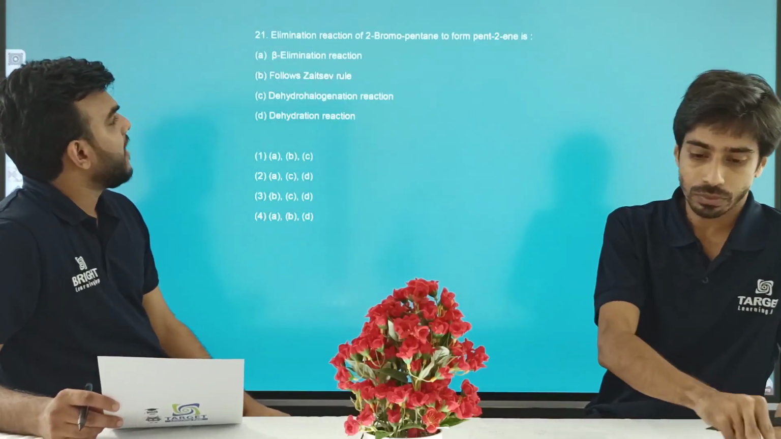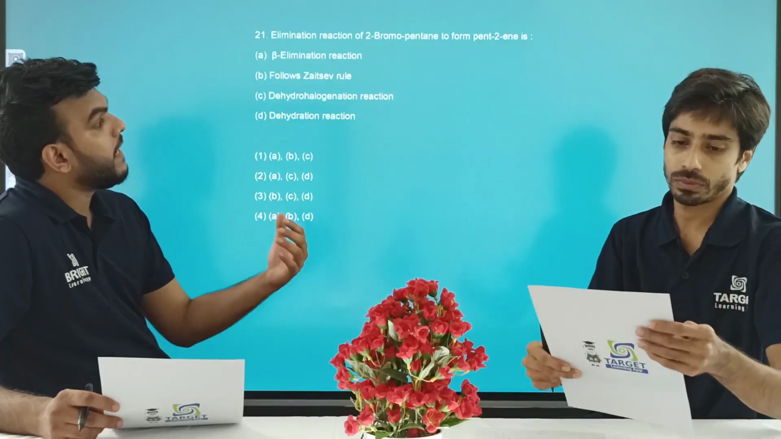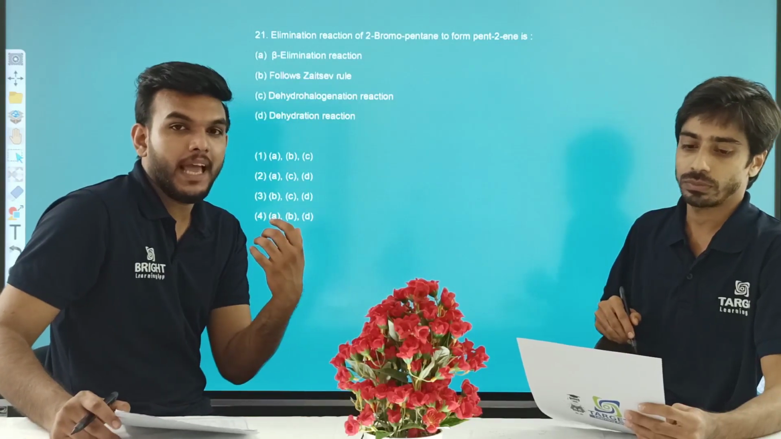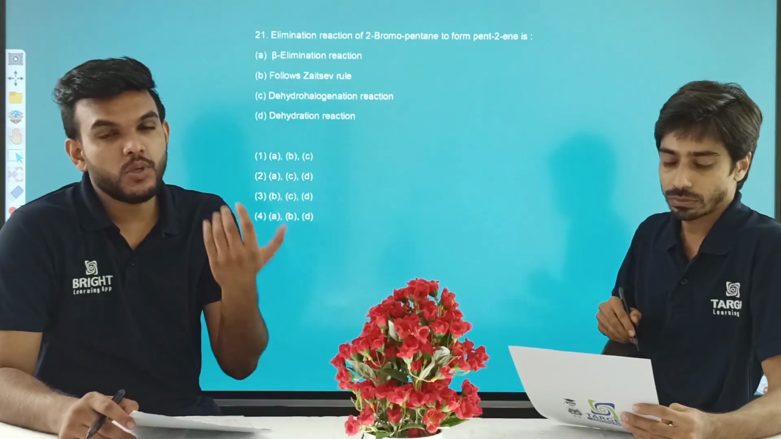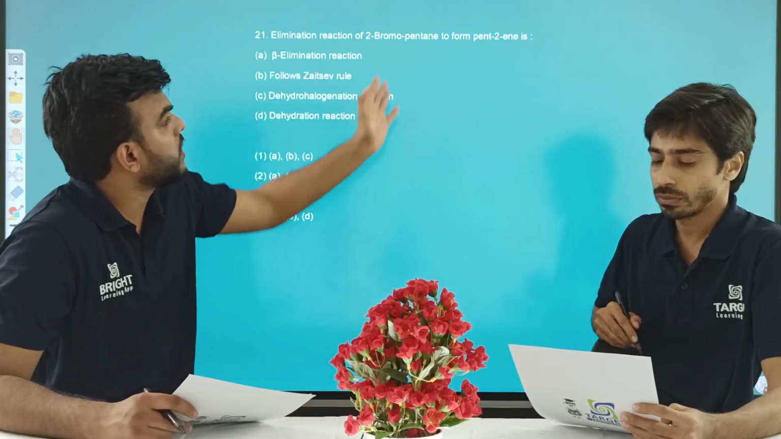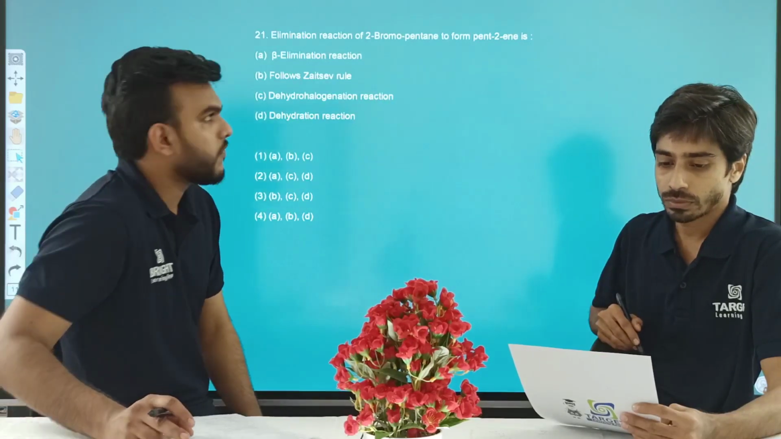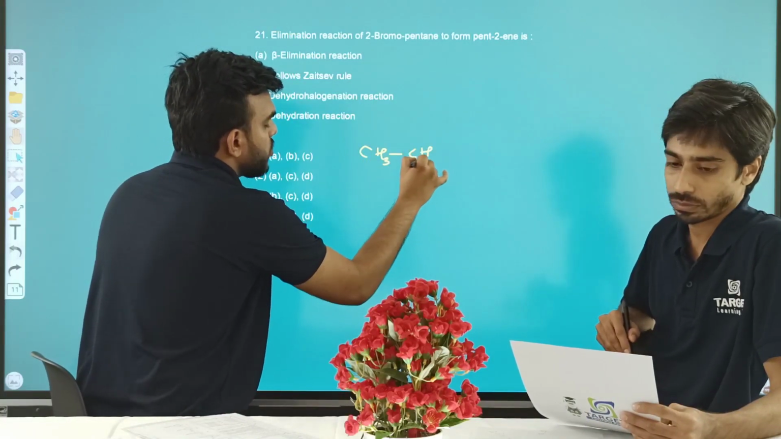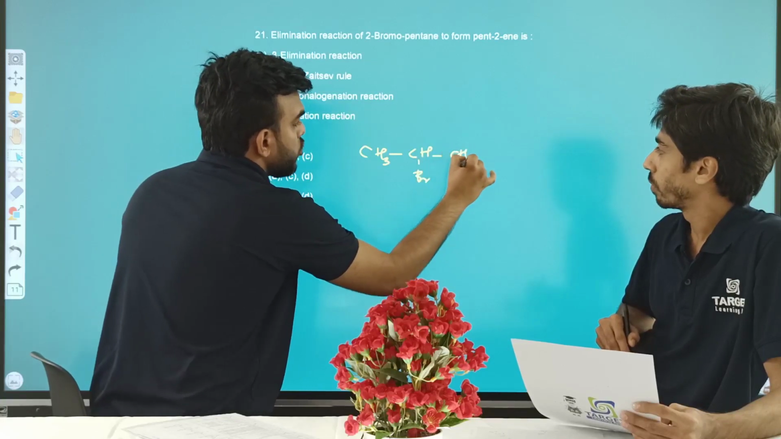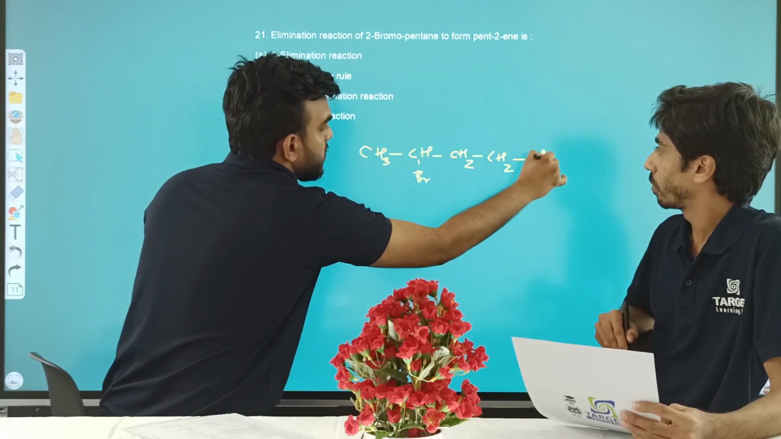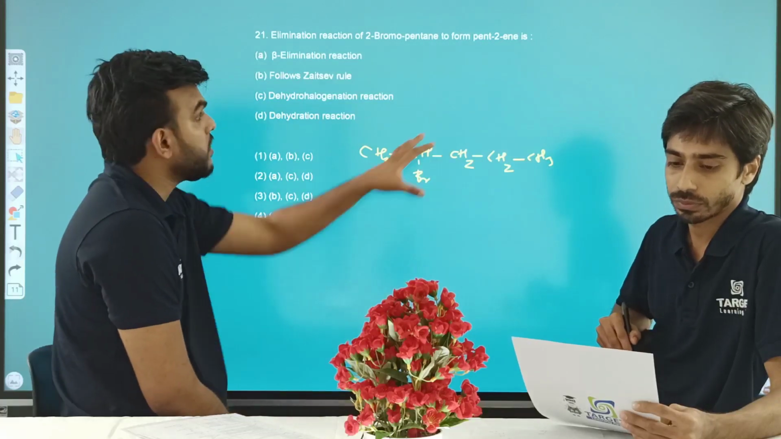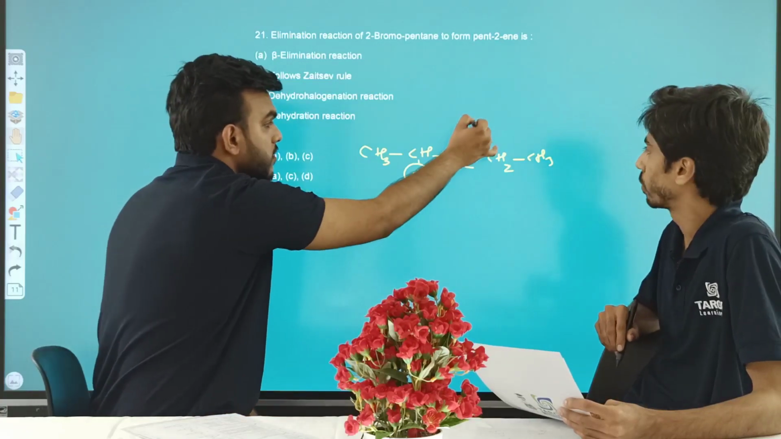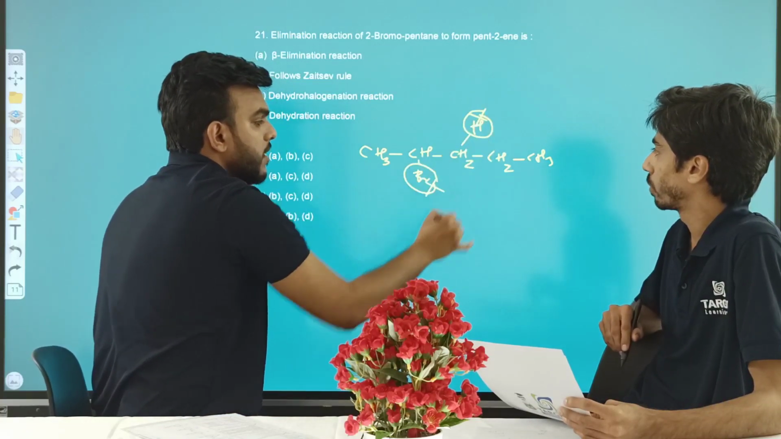See here the question: elimination reaction of 2-bromopentane to pent-2-ene. You are given 2-bromopentane, an aliphatic haloalkane, which is converted into pent-2-ene. For example, 2-bromopentane we can write as CH3, CH with Br, then CH2, then CH2, then CH3. The Br is removed from here, and according to the Saytzeff rule, the hydrogen from here will be eliminated. That is, HBr will be eliminated.